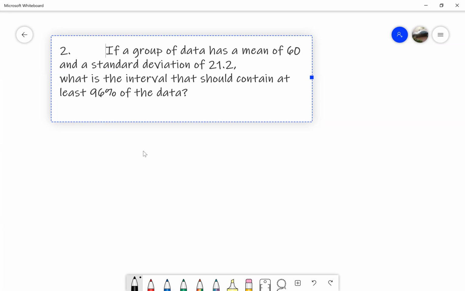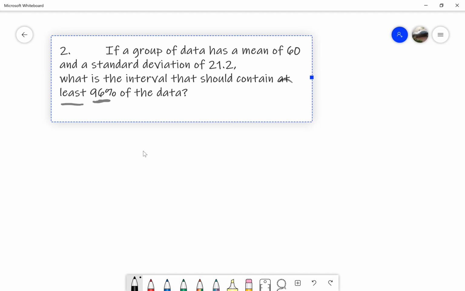Is this a normal distribution? Would it be Chebyshev? It has to be Chebyshev because you don't know the shape. If you don't know the shape, then you have to figure out when the 96% happens. And it says "at least," so we know it's Chebyshev's.